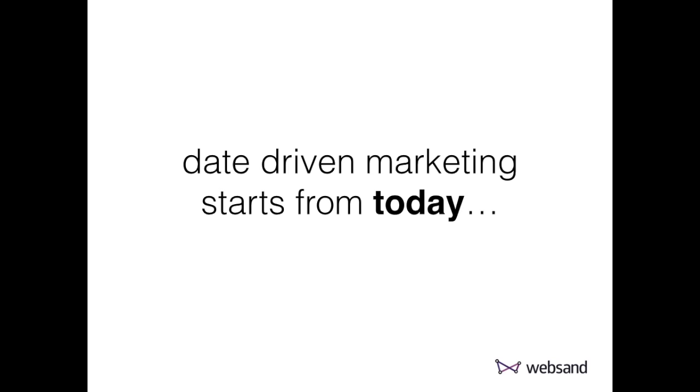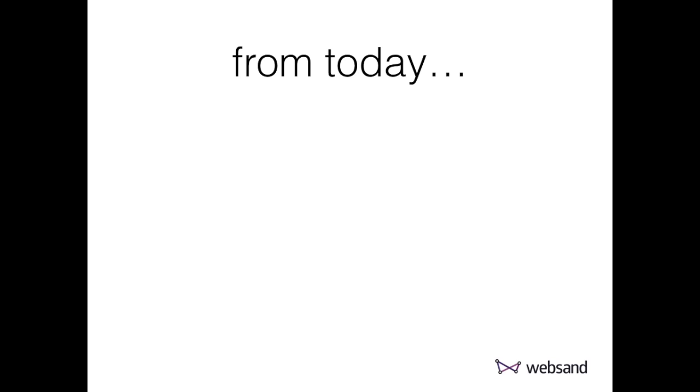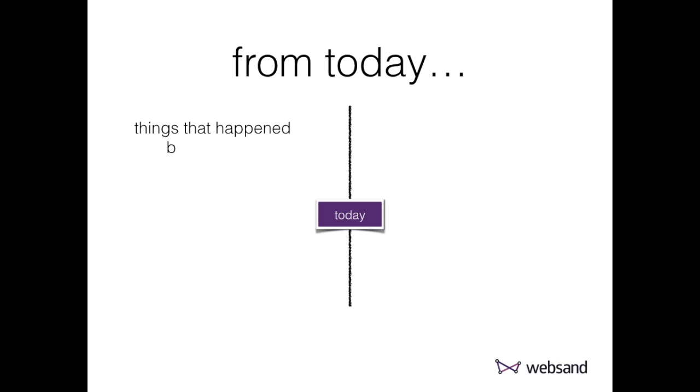So let me explain that a little bit further. Today is a constant, and the constant is that it will change. Tomorrow is a new day, and yesterday was a different day. So let's say today is today, and let's draw a line. From this point of view, we have things that happened before today. Those are things that have happened in the past.